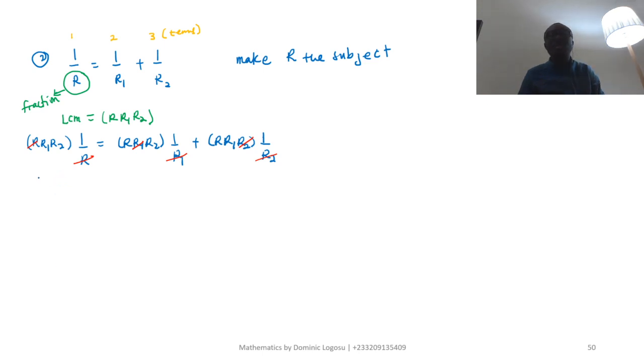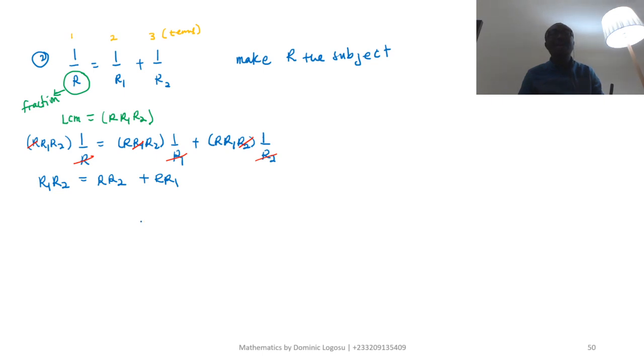Doing that, we can now continue to write everything else because we've gotten rid of the denominators. So we have R1, R2 equals, the 1 here, anything multiplied by 1 is the same thing, so we don't really need to bother about it. We only bother about it if some of the numerators are more than 1, let's say 2 or 3. That's when it will affect how you go about this. So basically, we will have R, R2, and then R, R1.